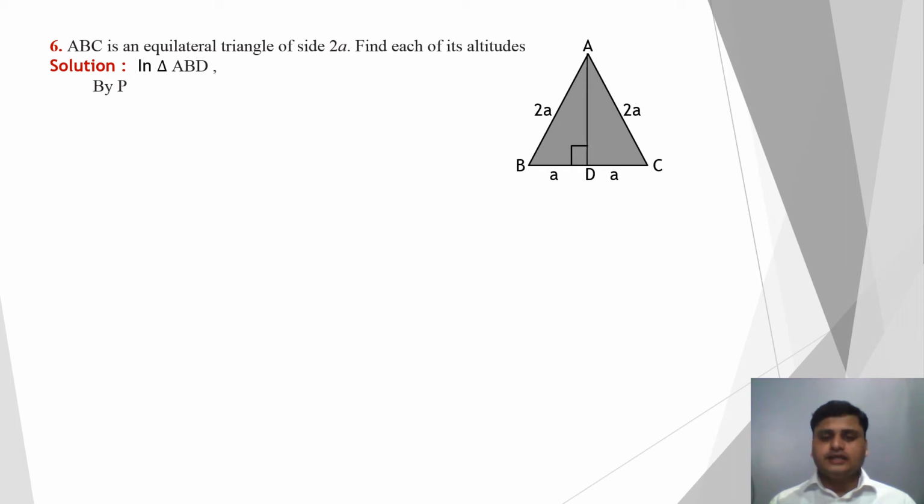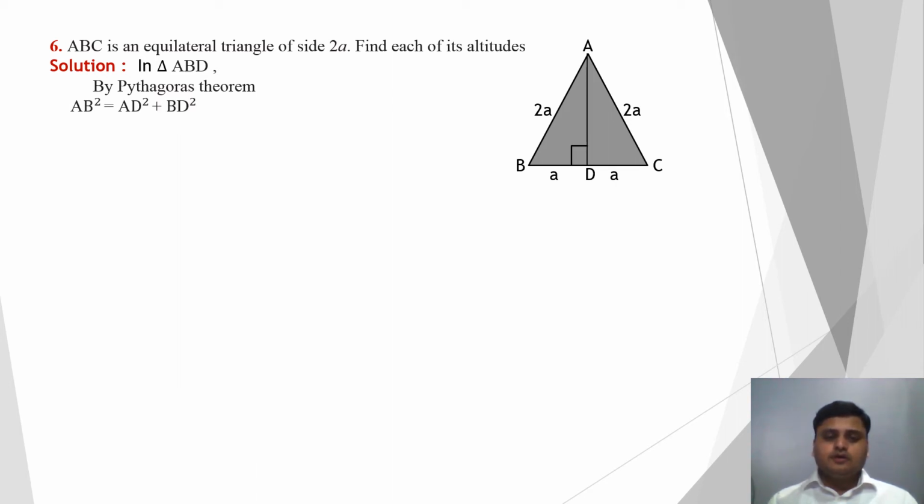We will take triangle ABD. Now in this triangle, we will use the Pythagoras theorem. We all know what that theorem is: the square of the hypotenuse is equal to the sum of the squares of the other two sides. That is, AB square is equal to AD square plus BD square.